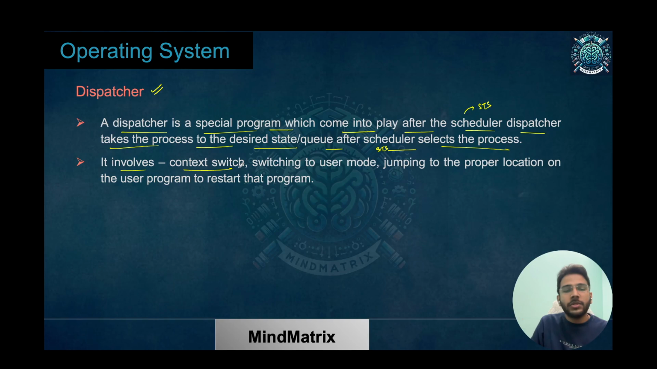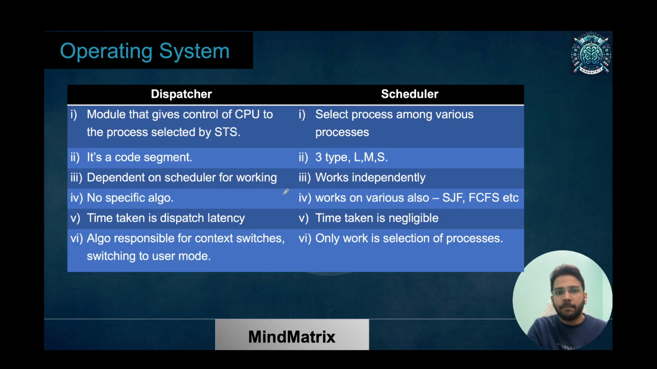It involves context switching, as I explained to you, switching to user mode, jumping to the proper location in the user program to restart that program. So whenever there is a preemption, that means context switching is going to happen in that case. Switching to user mode, all these will be done by your dispatcher. And if it is going to execute the program again, then jumping to that proper location, that means the location where the next instruction has to be executed, is taken care of by the dispatcher.